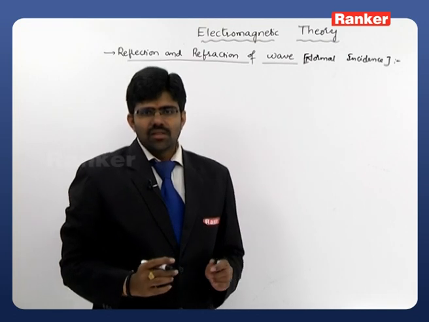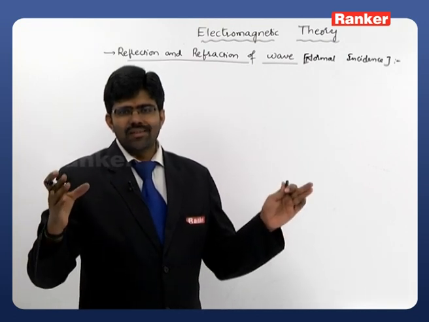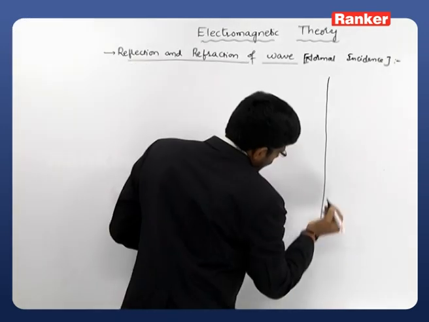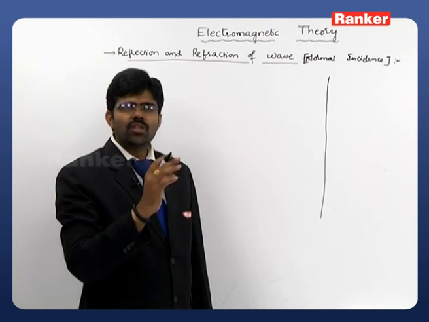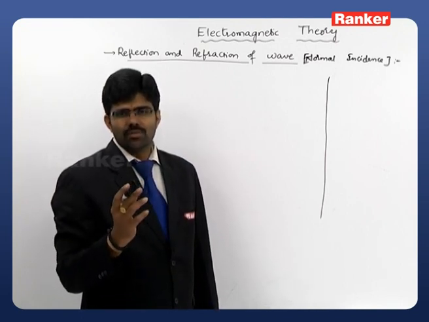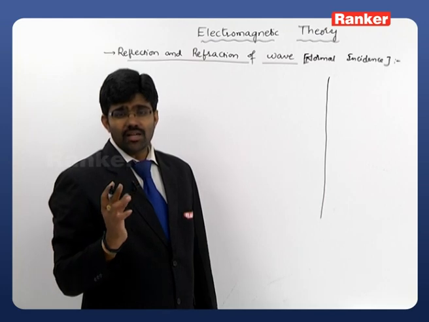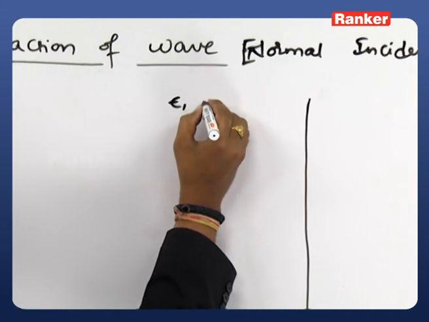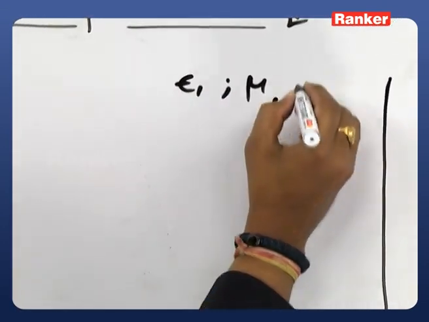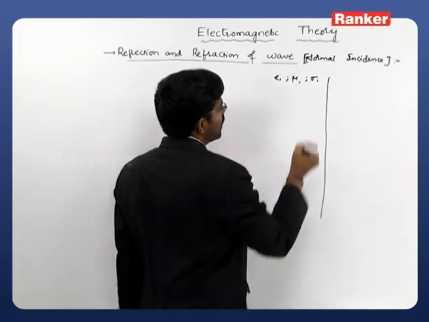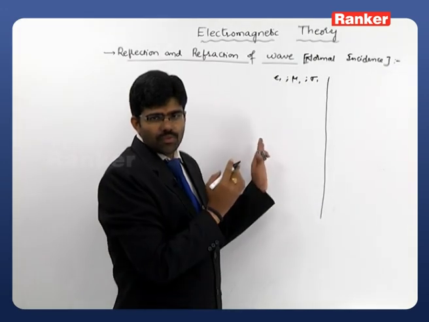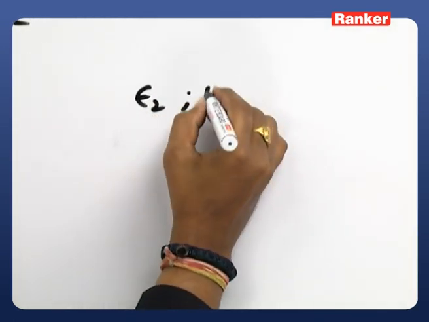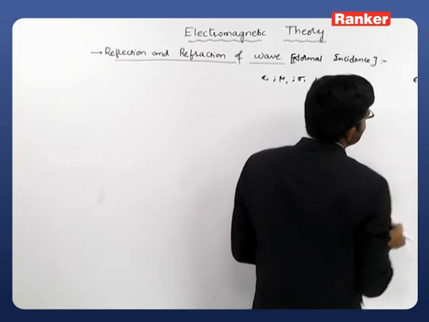Now imagine we have two mediums, so clearly there will be a boundary between them. As an initial case, I will consider these two mediums as two different lossy dielectric mediums. Every medium will be characterized by the permittivity epsilon 1 for the first medium, permeability mu 1, and sigma 1 is the conductivity of the first medium. In the same way, consider medium 2 has epsilon 2, mu 2 and sigma 2 as its parameters.